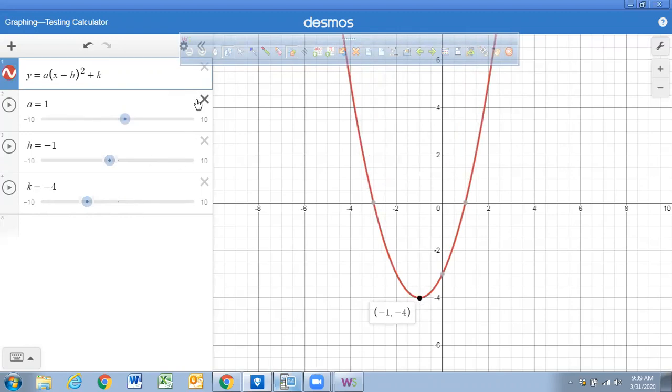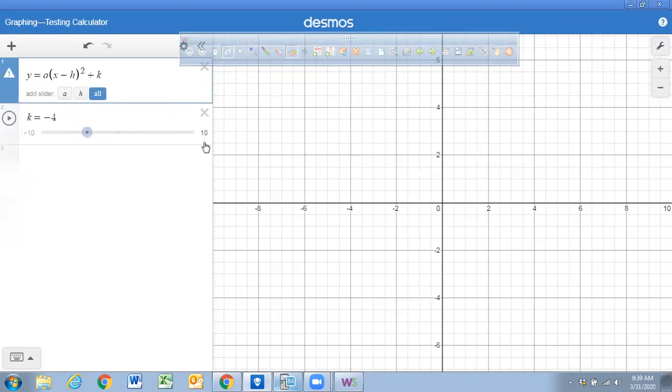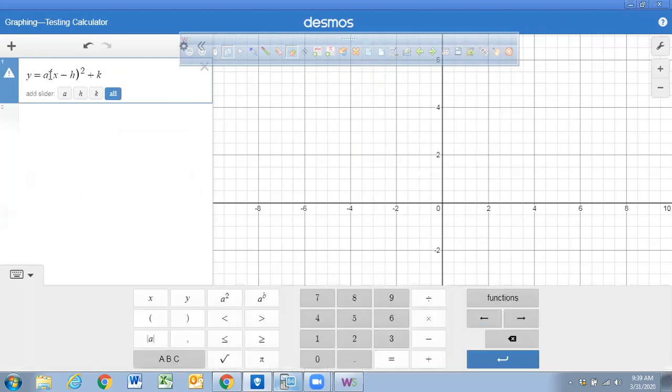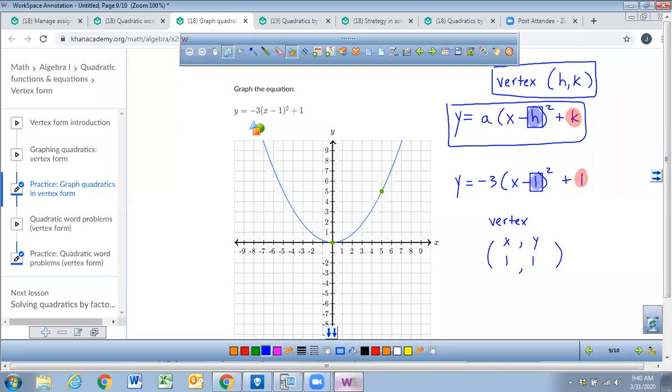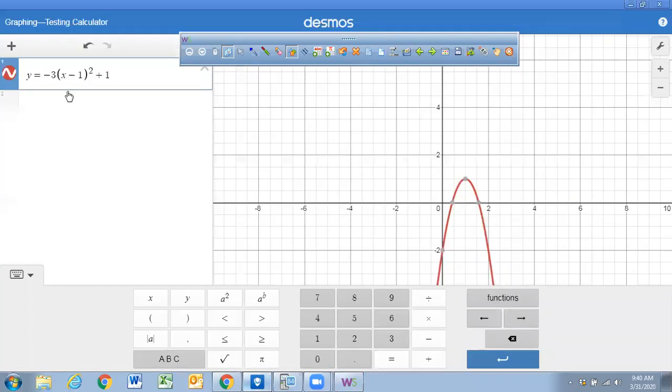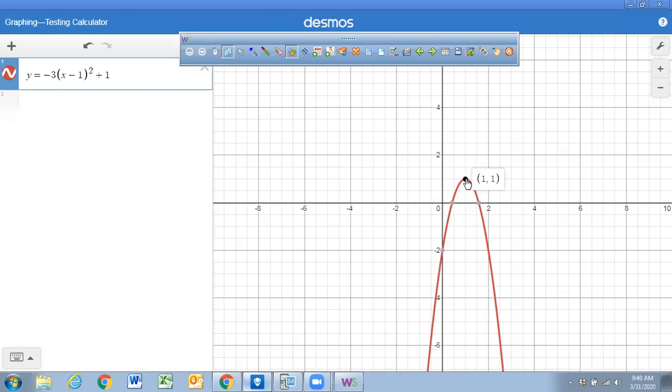So what I'm going to do now, I'm going to go ahead and put some numbers in here. I'm just going to make this a 1. I'm going to put x minus 1 and 1 and make this right here -3 so you guys can see it. So right now, let's go back to our page right here. You guys see our equation right here? -3 x minus 1 squared plus 1. So now I'm just going to go over to Desmos. There it is, -3 x minus 1 squared plus 1. There's my vertex at a 1 and a 1.